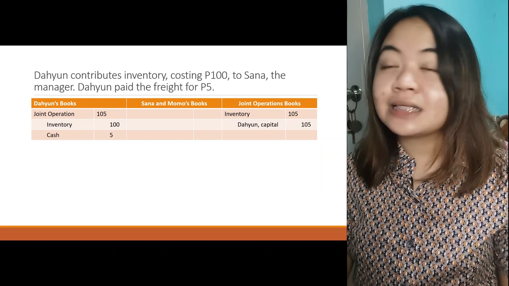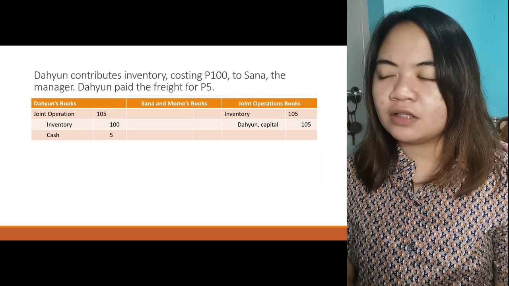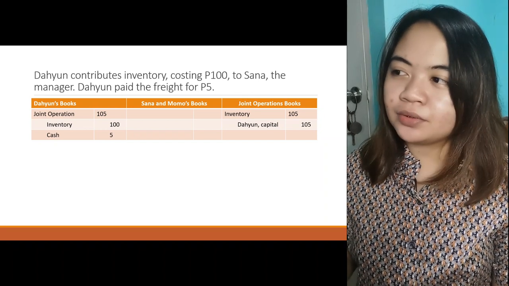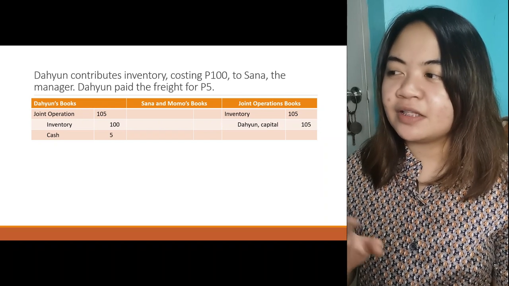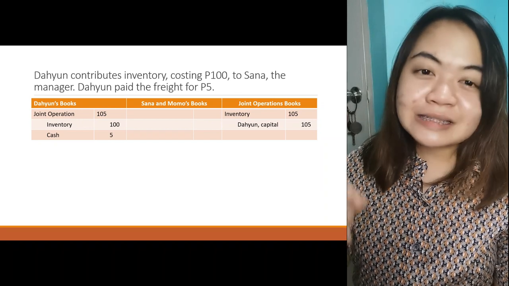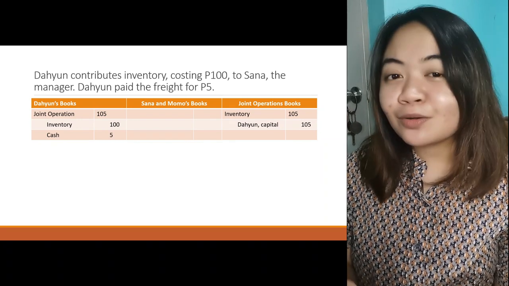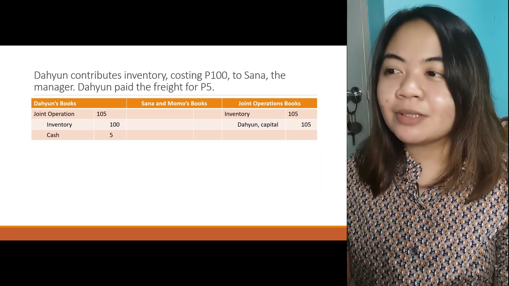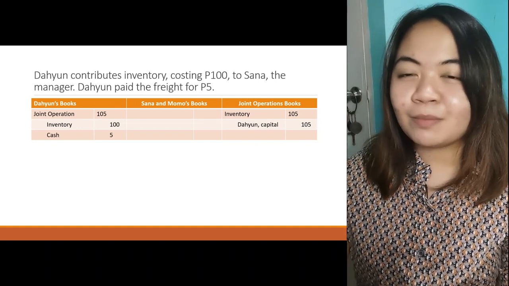Okay, so let's see. The same transaction. Dayon contributes inventory costing 100 to Sana. The manager, Dayon paid the freight for 5. Paano kapag with separate books maintained? Kay Dayon, kasi siya yung nagbigay, debit joint operation 105, credit inventory, credit cash. The same with yung dun sa no separate records. Pero sa book ni Sana at ni Momo, hindi naman sila nag-contribute, wala nakalagay. Okay? Pero, dahil meron silang separate books, sa books ni joint operation, may nakalagay. Debit inventory, 105. Credit Dayon Capital, 105. Okay? Di ba? Parang may Dayon Capital.